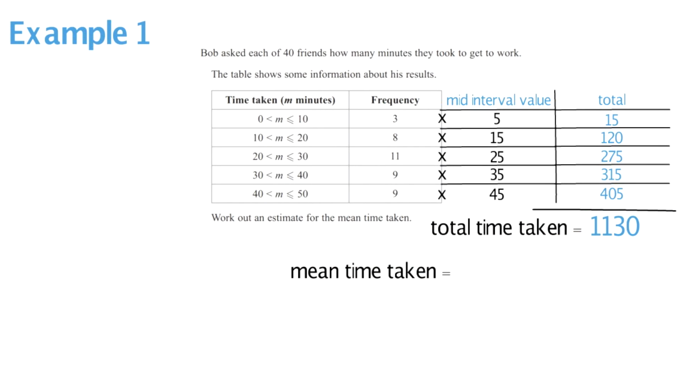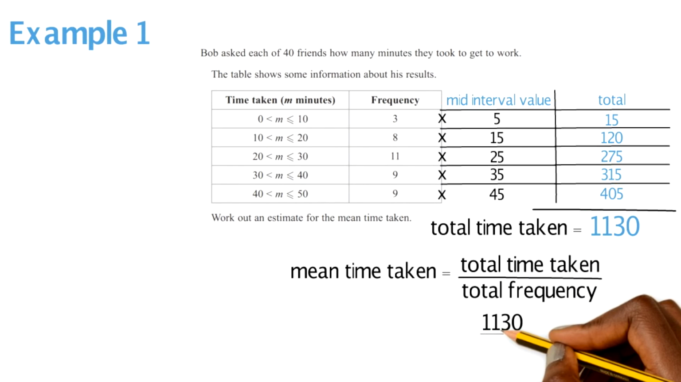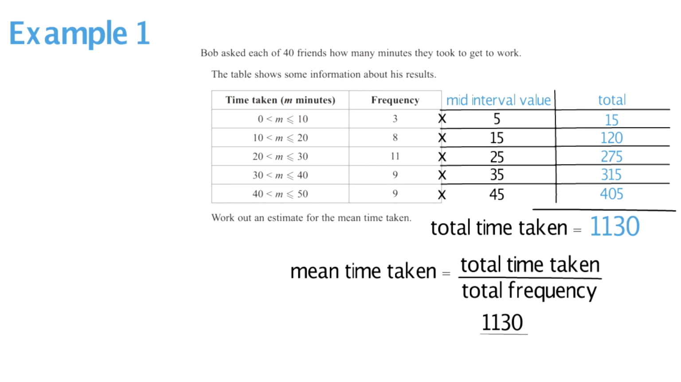And then the mean time taken is that total time taken divided by the total frequency. So that's going to be your 1,130 divided by 40, because it's told us that 40 people took part in this. And so putting that into your calculator would leave you with 28.25 minutes.